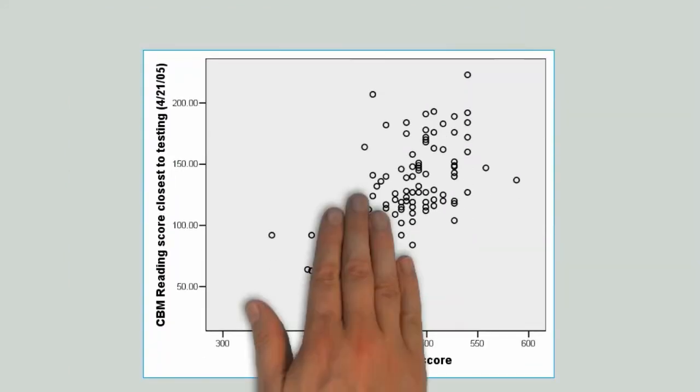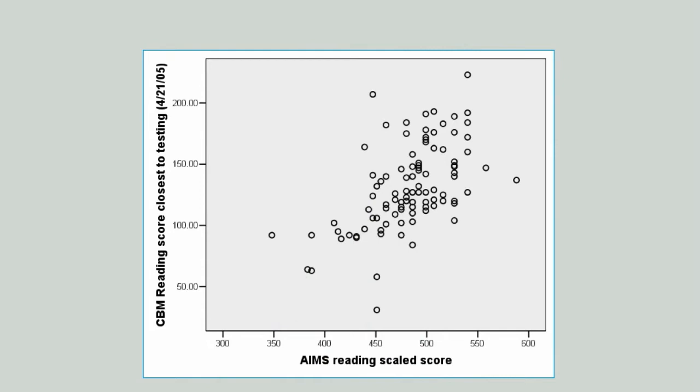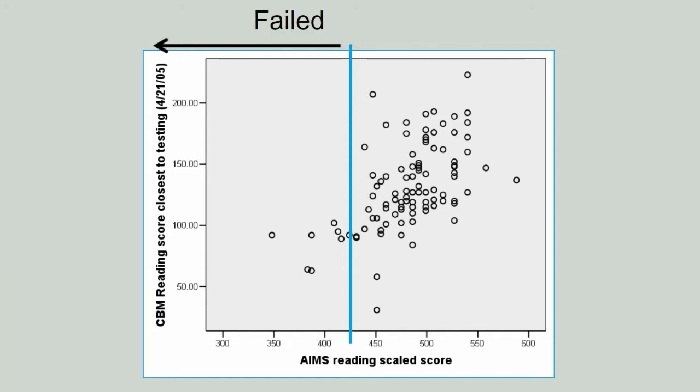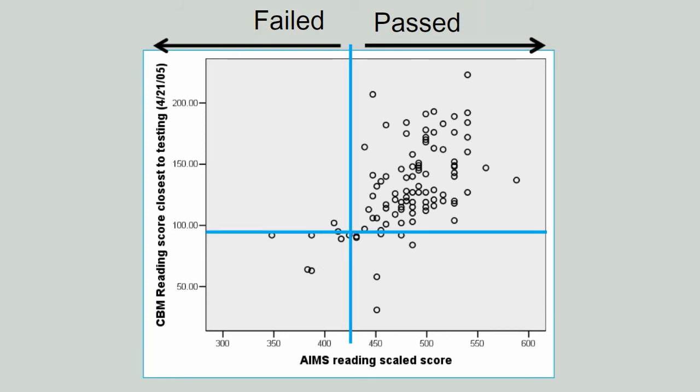It all begins with a scatter plot. Here is one child's score on the year-end test plotted against her score on the screening test. The vertical blue line is the proficiency criterion. Scores to the left are children who failed the year-end test, and scores to the right are children who passed. The horizontal blue line is the screening criterion. Children above the line are predicted to pass, and children below the line are predicted to fail.